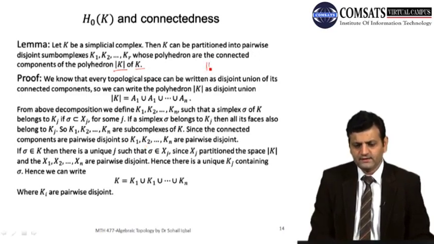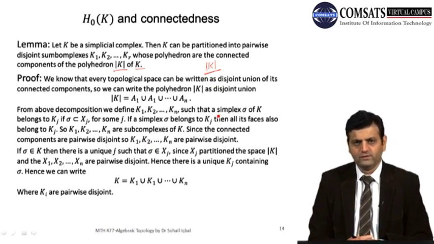This is basically trivial from the course on topology: every subspace can be written as a disjoint union of its components. But what is non-trivial about this lemma? The non-triviality comes from the fact that now we want to write any simplicial complex as a disjoint union of its subcomplexes. That's what we want to prove.